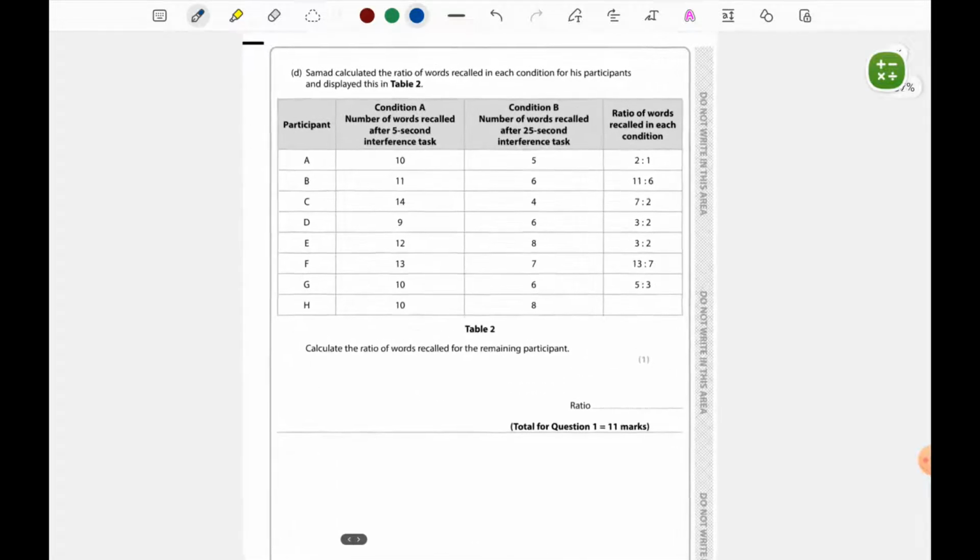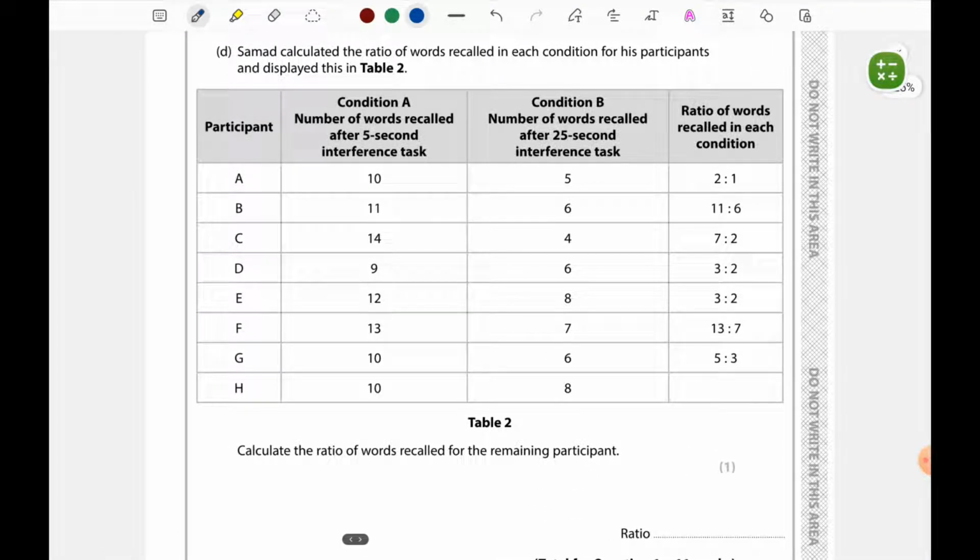Let's look at the next question. It's a ratio question. Samad calculated the ratio of words recalled in each condition for his participants and displayed it in table 2. This is for each condition, A and B. In A we can see they have given how many words they recalled in condition A. Same thing for B. The ratio they have given in the last column. So 2 is to 1, 11 is to 6.